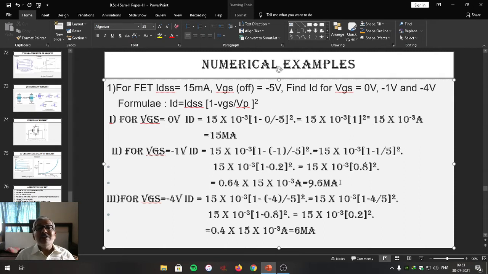What we are observing here is, as VGS becomes more negative, ID goes on decreasing. The last value we have to calculate is for VGS equal to minus 4 volt. For VGS equal to minus 4 volt, use again the same formula. ID is equal to 15 into 10 raised to minus 3 into bracket 1 minus minus 4 upon minus 5, brackets.